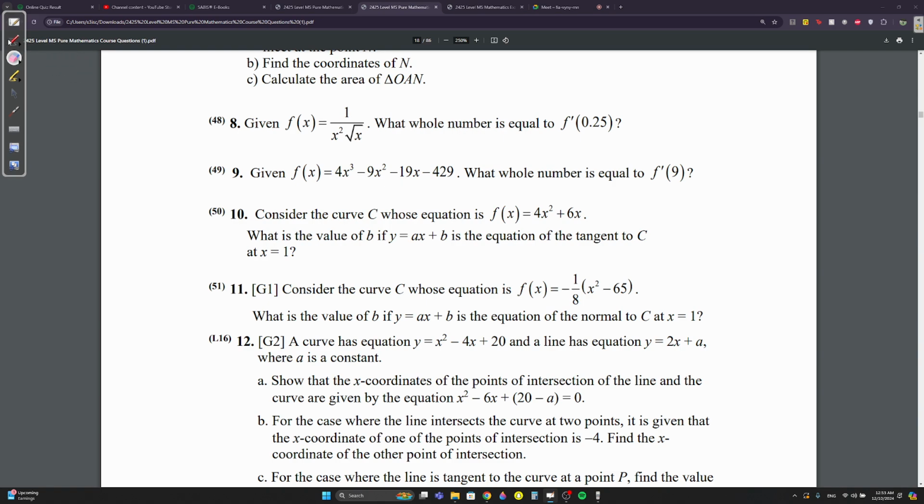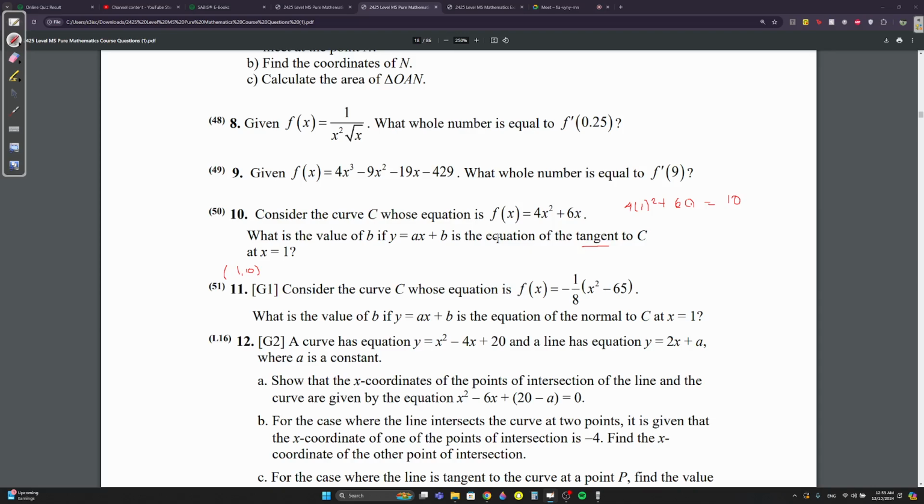Question 10. Consider the curve. This is the curve equation. What's the value of b if y equals x plus b is the equation of the tangent? How do you find the equation of the tangent? I'm not going to write the steps anymore. Actually, let's find the point. The point we have is x equals 1. So what's the y? 4 times 1 squared plus 6 times 1. So you're going to get 10. So 1 comma 10, right?